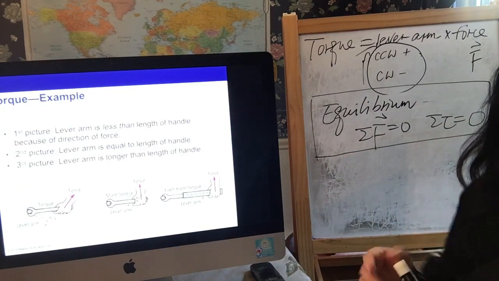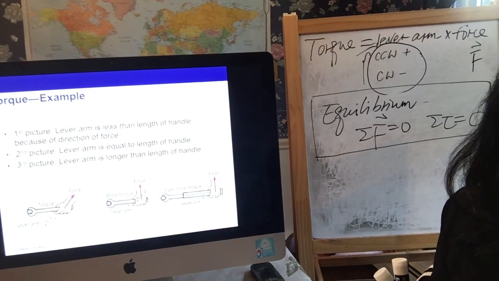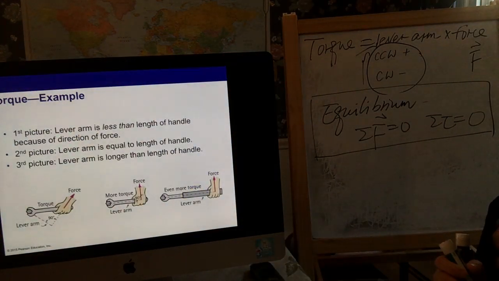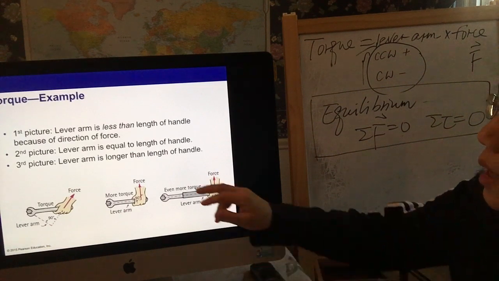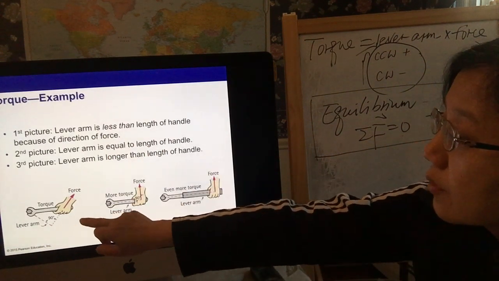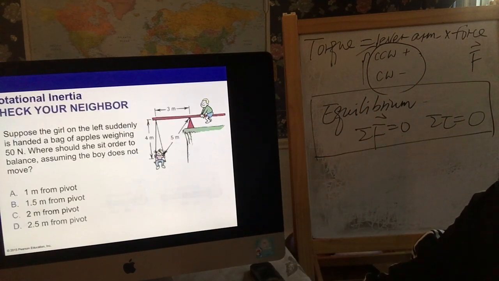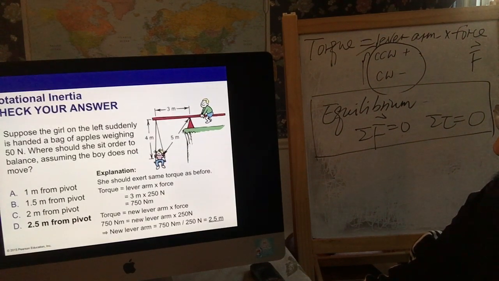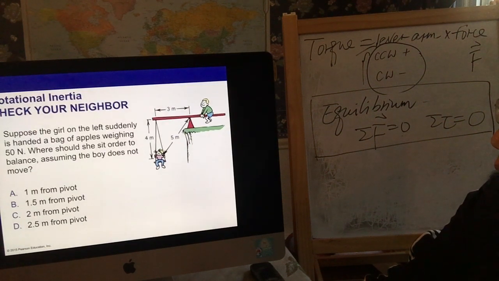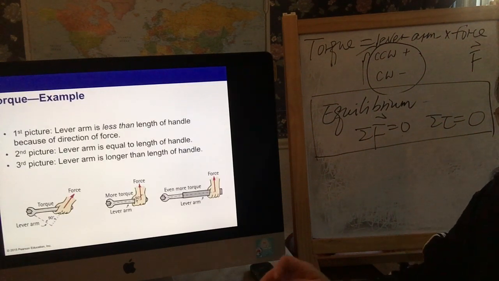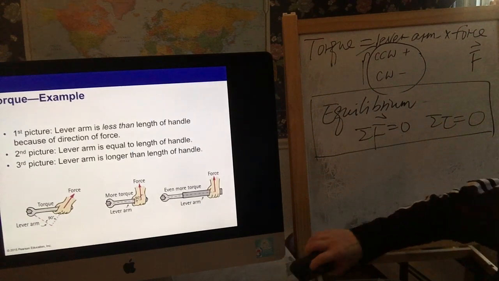Before I give you an example, I want to go through some more slides here. Okay. So this shows you some examples about how we can find our lever arm. Different examples as I show you on the whiteboard. And this is one of the examples you guys can practice on. But I want to give you another example.